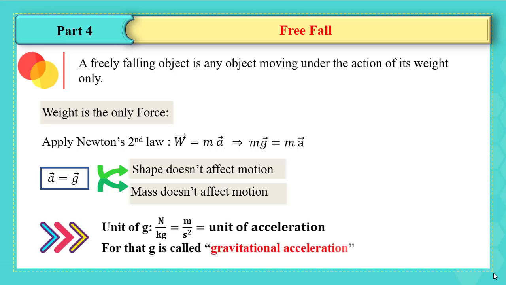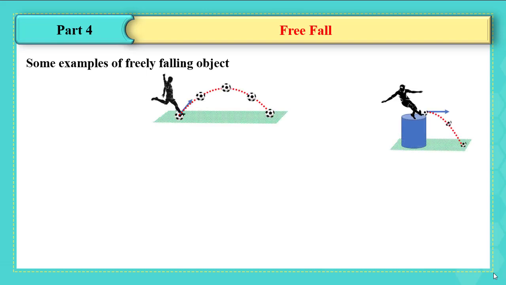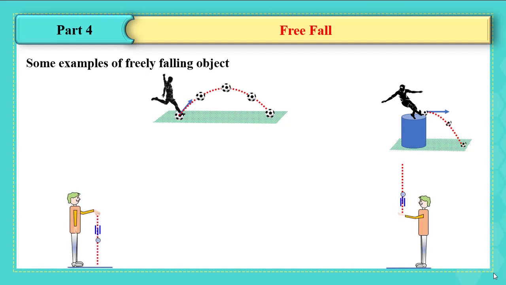From this equality, we can recognize that g can have a unit, meter per second squared, while we used to write it as Newton per kilogram. For that, g is called gravitational acceleration. Some examples of free-falling objects are the oblique launching of a particle, the horizontal launching, the upward vertical motion, and the downward vertical motion, besides the motion of the satellites.